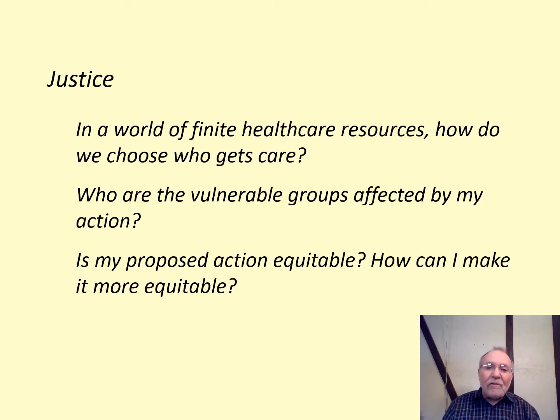The fourth one is justice. And if we're talking healthcare, we're talking about having finite healthcare resources. But we can even look at it a bigger picture in society. There's only so many dollars. There's only so many things that we can do for one another. How do we choose who gets what? The issue is called distributive justice. How do we make decisions about who gets something? Because there's never enough to go around.